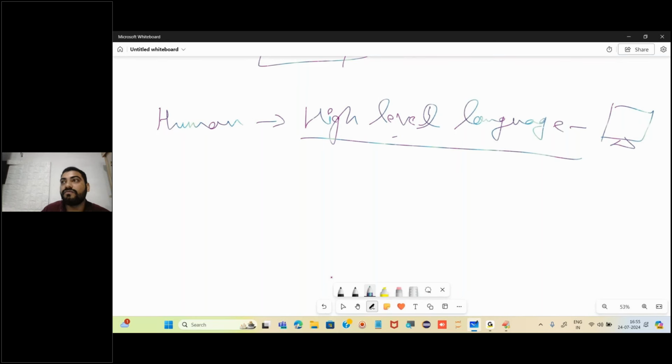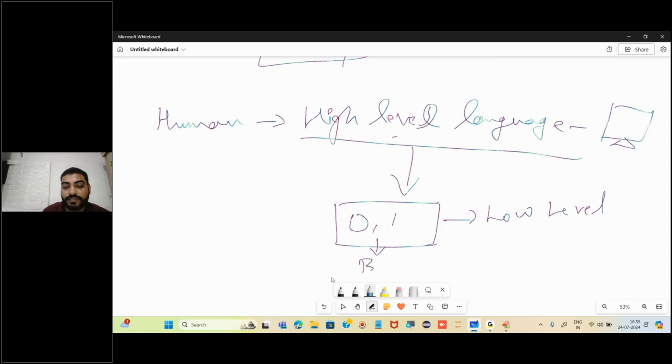How? With the help of their own programming language. What is their language? I can say their language is low level programming language. That is nothing but 0 and 1. That is also known as binary language. Non CS background, no need to worry about what this 0 and 1 is.